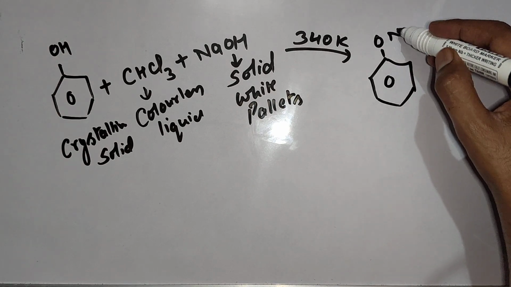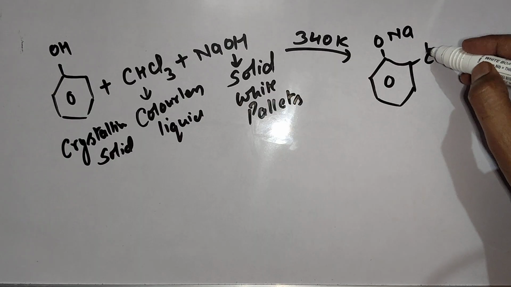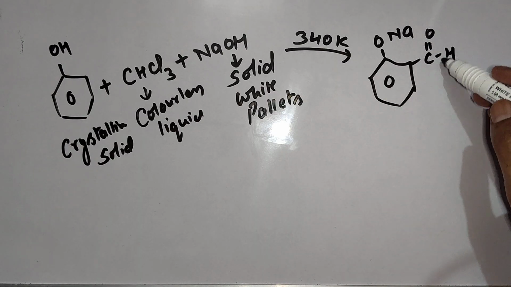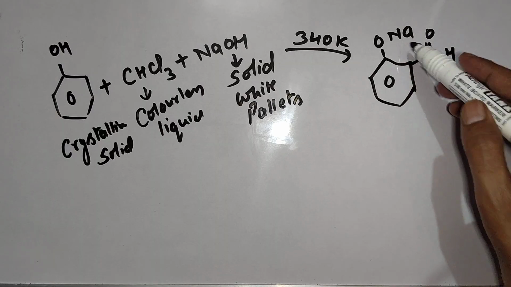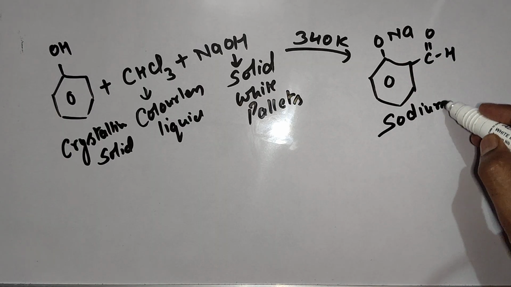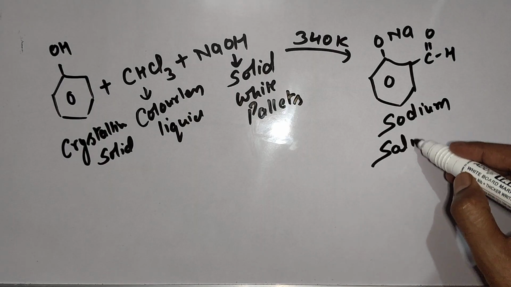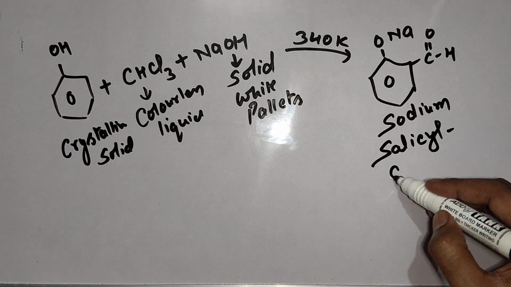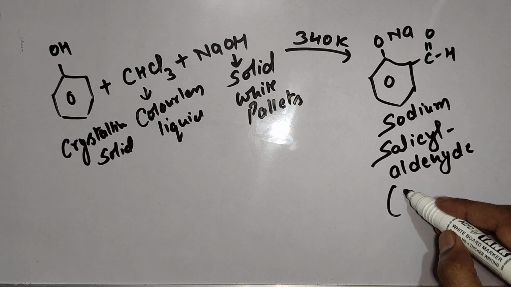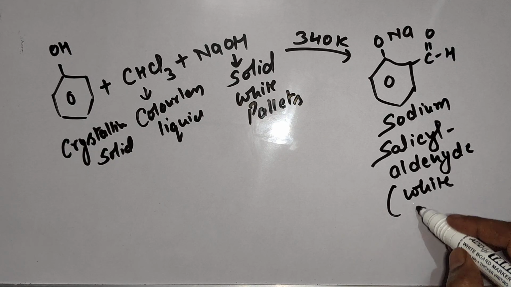The very first compound generated will be this. On the benzene ring we will have an aldehyde group, and at the place of hydrogen we will have sodium. This compound is known as sodium salicyl aldehyde. It will be in the form of white powder.